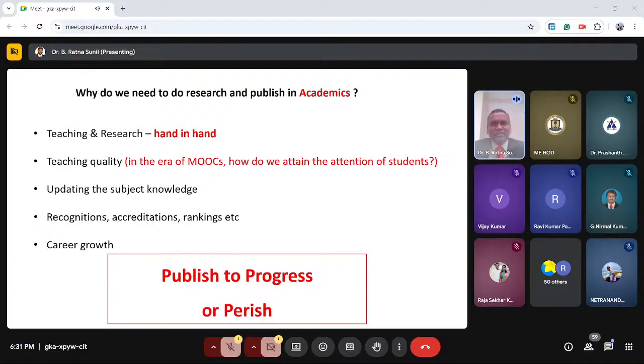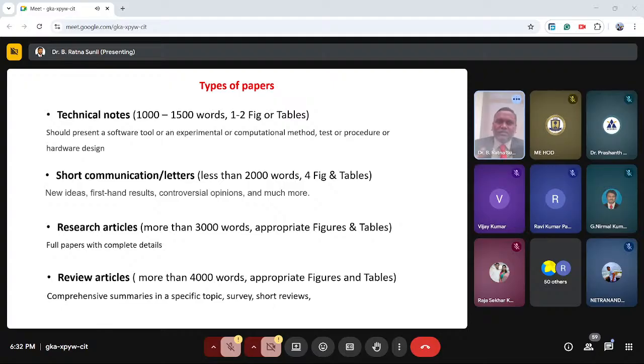If you don't publish, there is nobody else other than me or yourself, except us. There is no one who is going to show interest in us, right? So as long as we want to stay in academics, we should have some involvement in research and some contributions in the form of publications.